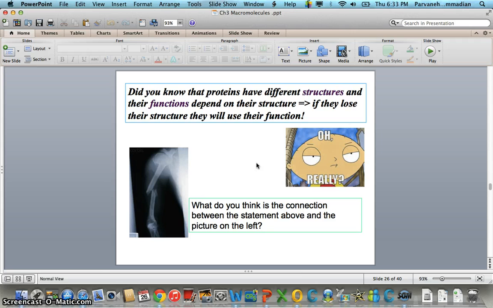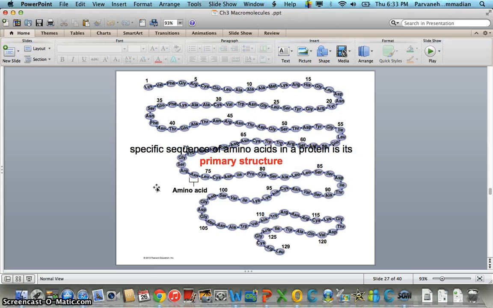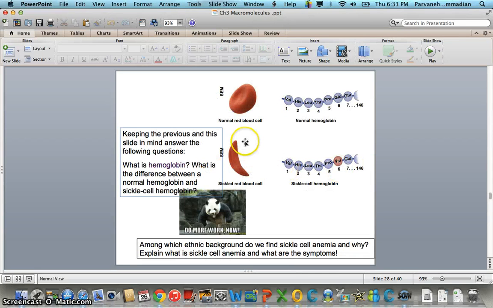Obviously, structure and function, if your hand is broken, it cannot accomplish the task. So the proteins also depend very much on their structure. Some proteins have a primary structure, meaning they're just a long chain of amino acids. Some have other kinds of structures, like for example, this is a picture of a red blood cell, and red blood cells depend very much on their structure because usually oxygen gets attached to them, and that's the main function of the red blood cells, to carry oxygen within our circulation.